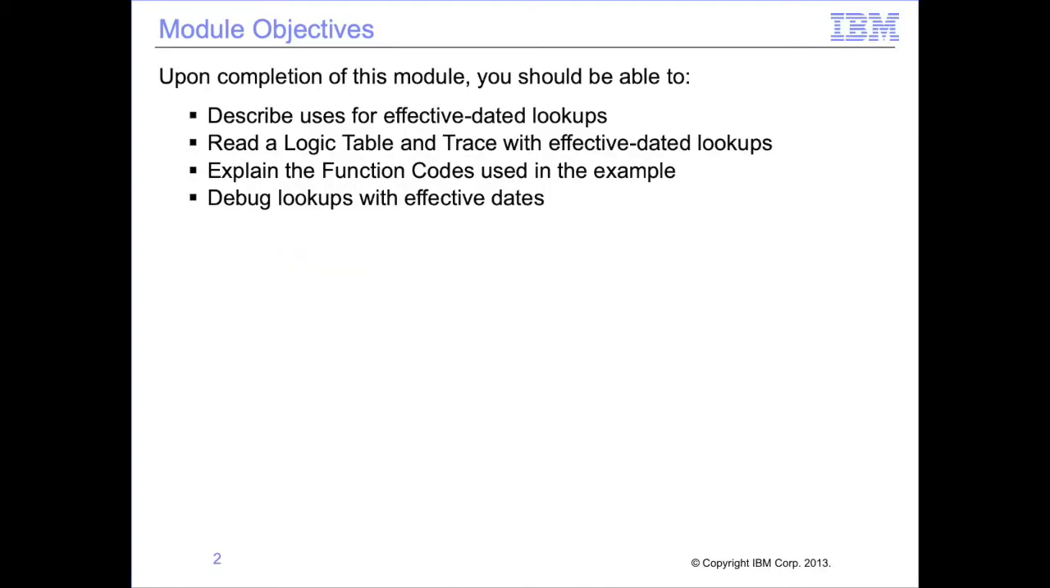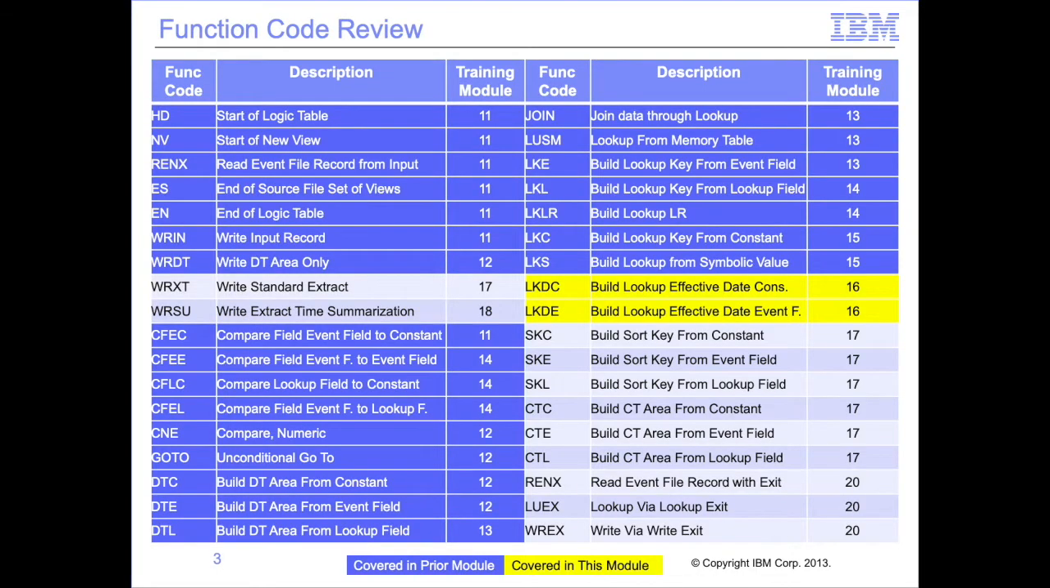Upon completion of this module, you should be able to describe uses for effective dated lookups, read a logic table and trace with effective dated lookups, explain the function codes used in the example, and debug lookups with effective dates. The prior modules covered the function codes highlighted in blue. Those to be covered in this module are highlighted in yellow.